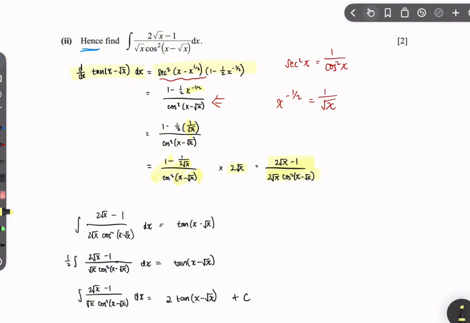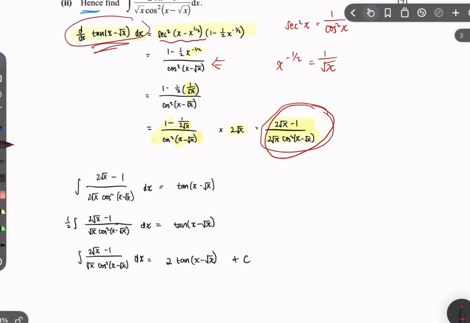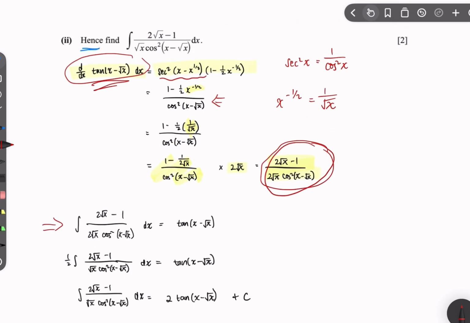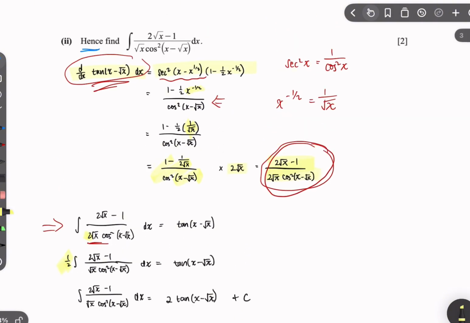Okay, so now we have the format from the equation, and we know that differentiating this will give you this. Therefore, integrating this part will give you tan x minus root x. Okay, so this is what I wrote here. The only difference between this part and the one in the question is that there's a 2 in the denominator. So to get rid of the 2, you can take out a half, and we will have the format in the equation.